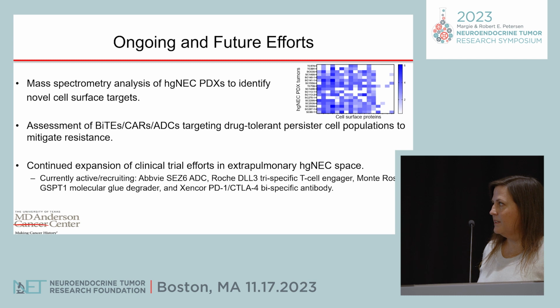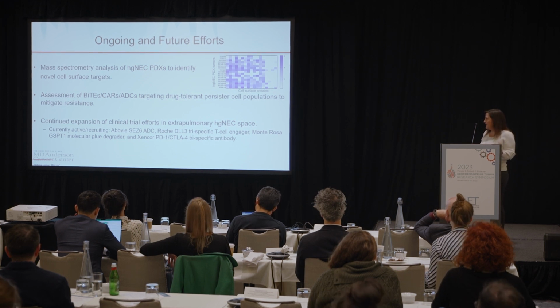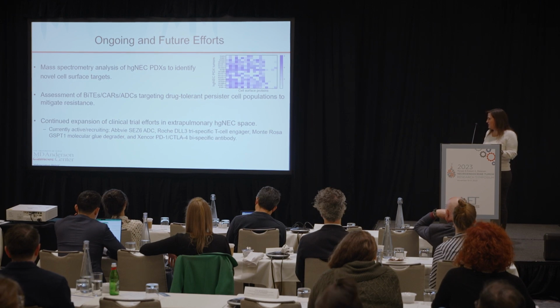Additionally, we're in the process of assessing BiTEs, CARs, ADCs, to target these drug-tolerant persister cell populations as a way to mitigate resistance. And excitingly, there's been an expansion of clinical trial efforts in the extrapulmonary high-grade NET space. So we currently have a number of clinical trials that are for small cell patients, but that include an arm that allows for extrapulmonary high-grade patients. And this is just a few of these.